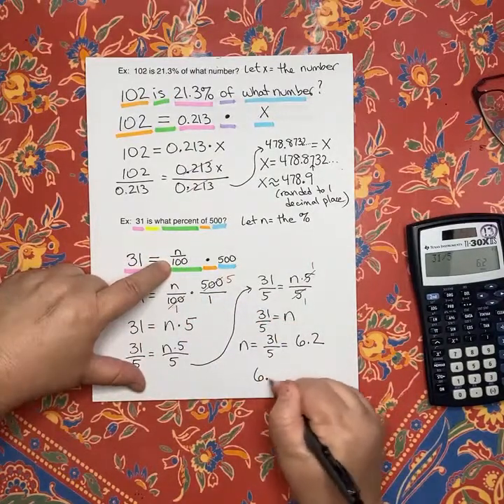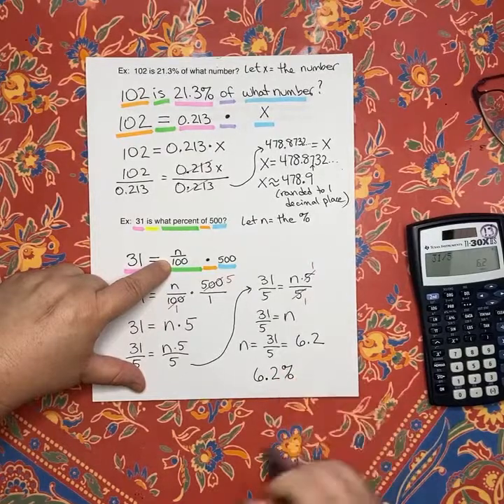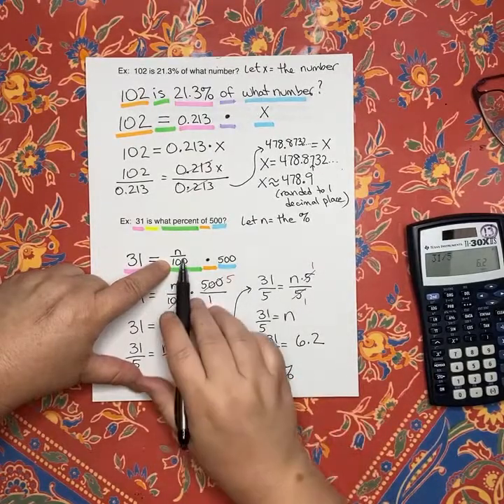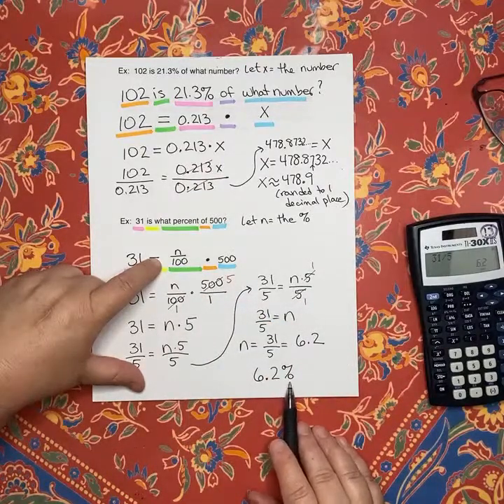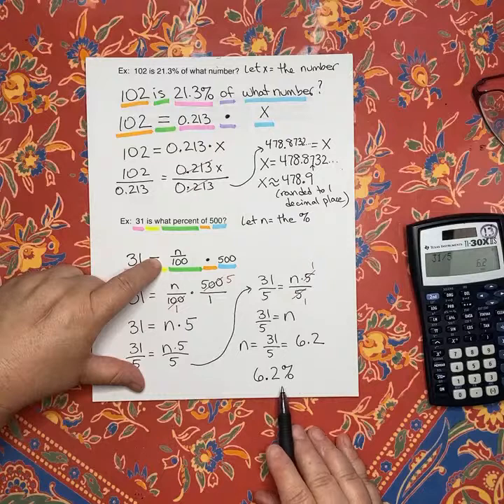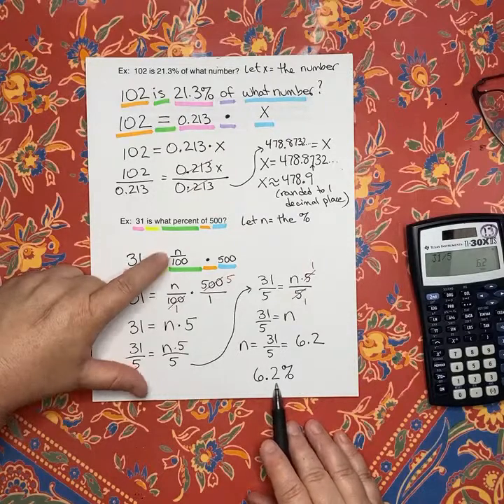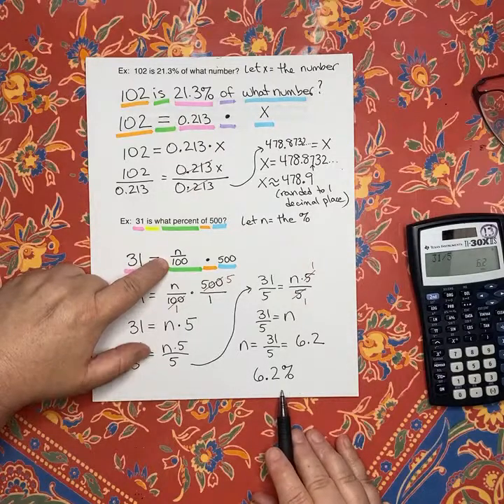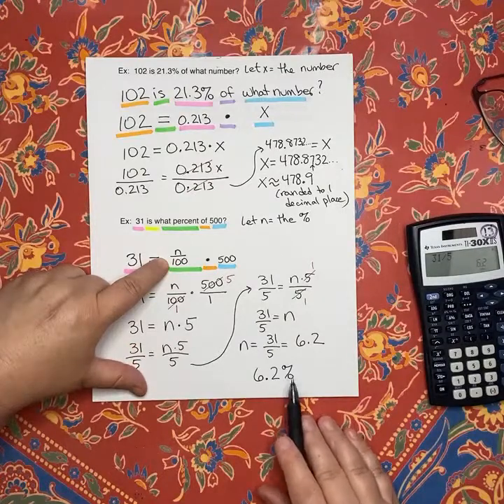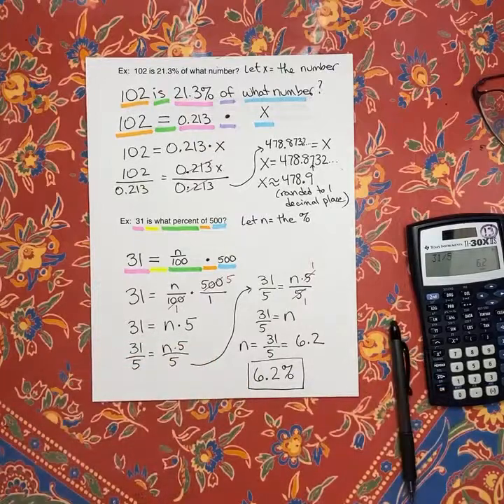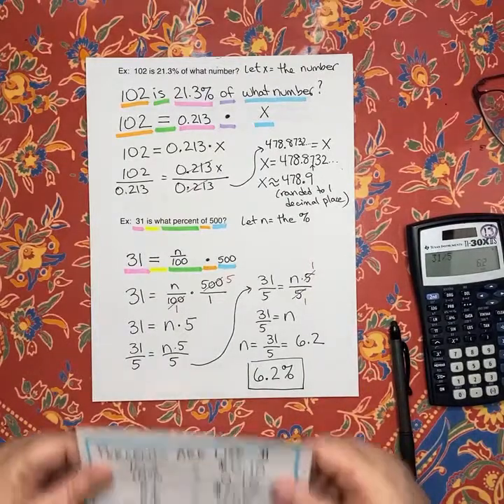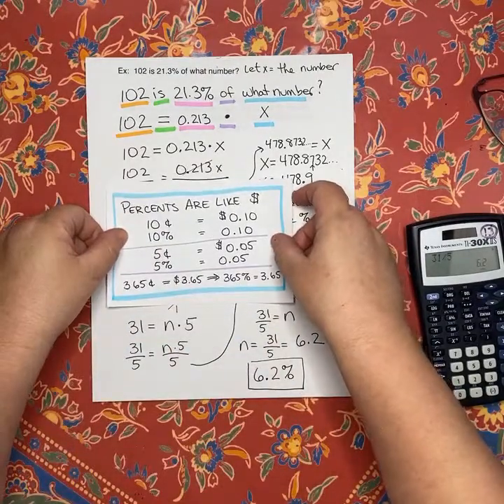So 6.2 is the percent. We don't have to convert it. Because of this 100, we don't have to make it into a percent. Does that make sense? Kind of, sort of. So since it was already built to be a percent, the percent is attached. Okay, woohoo. So remember, let me put this up if you want to screenshot this.